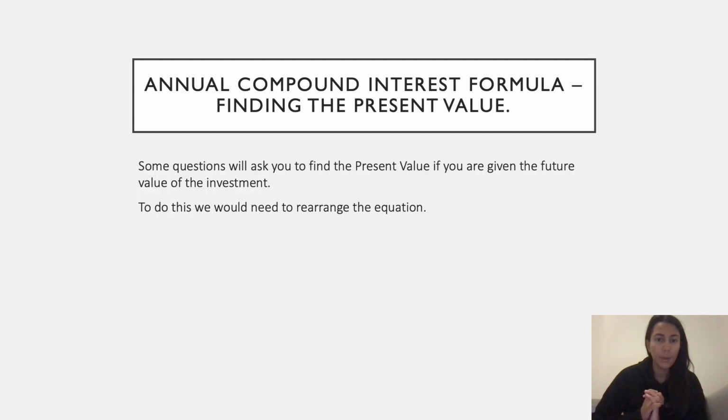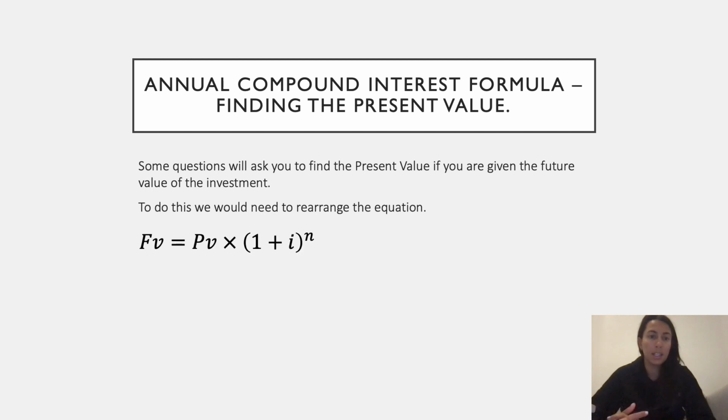Okay, hopefully you were able to do those questions. If you were stuck, just email me and I can send you through some worked examples. Now, there is a variation of this formula as well. We can rearrange this formula if we want to find the present value, not the future value. Some questions will ask you to find the present value if they give you the future value, so we'd have to rearrange the equation.